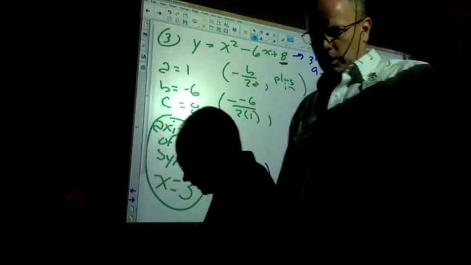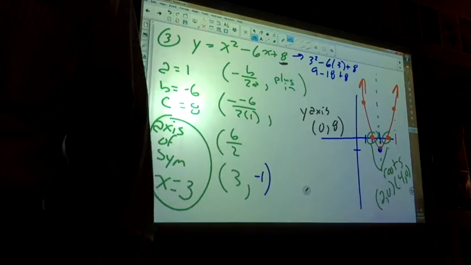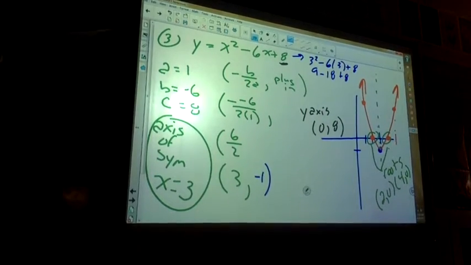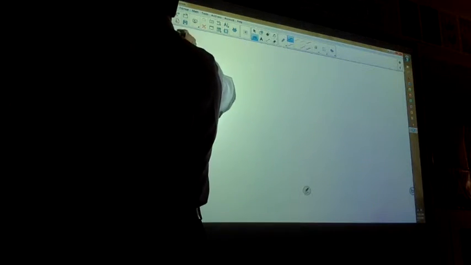On the quiz tomorrow, is it going to be several pages? Yeah, it's back and front. I think it'll be like the 3 or 4 strategies we used.